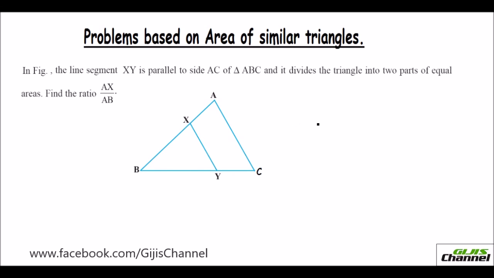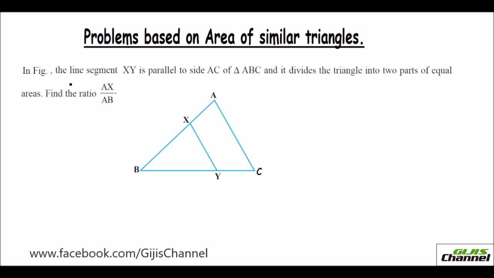In this video we are going to see how the theorem of area of similar triangles is applied on problems. So first let us see what the theorem says. The theorem says the ratio of the areas of two similar triangles is equal to the square of the ratio of its corresponding sides. Okay. So let us see how we are going to apply this theorem on these problems.